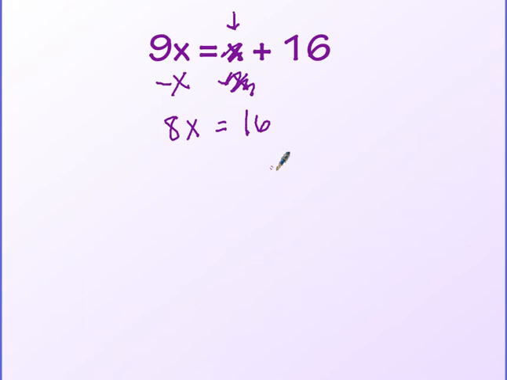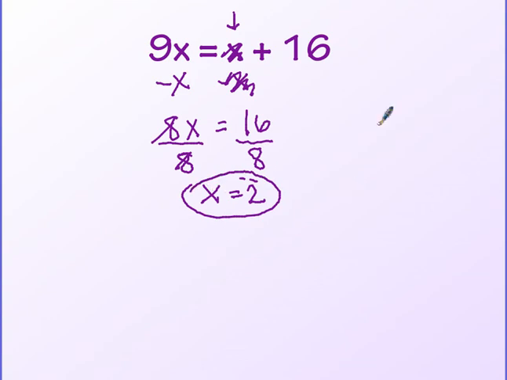My fourth step is to get rid of any constants. Since I don't have anything being added or subtracted from my variable, I move on to my very last step, which is to divide by my coefficient. My 8's cancel, and I'm left with x equals 2.